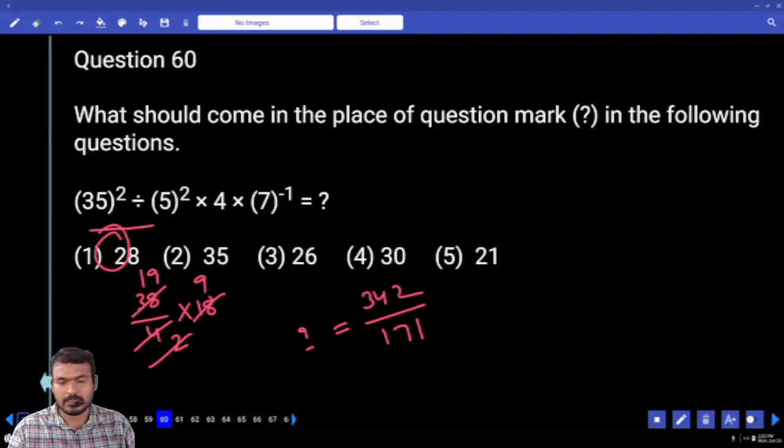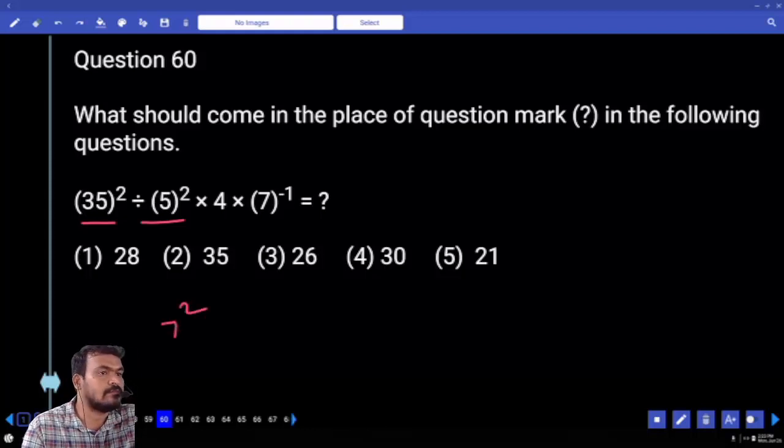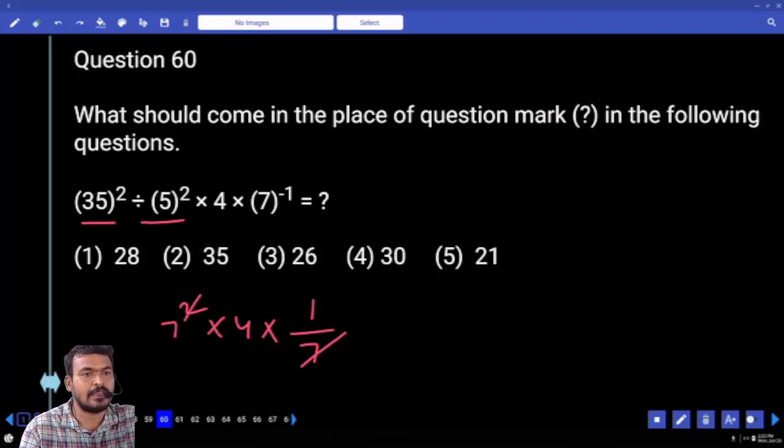Next question number 60. First priority 35 square divided by which one? 5 square. Means 7 square we are getting, or not? Numerator 35 into 35. Denominator 5 into 5. Then we are getting 7 into 7, or not? Into 4. 7 power minus 1 means 1 by 7. Power and 7 cancel, or not? 7 for the 28.